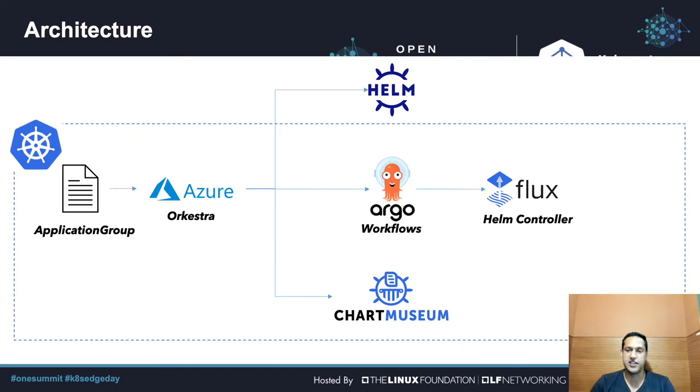Orkestra caches or stages the required Helm charts in a local repository for which it uses chart museum. This involves decomposing the parent chart and its subcharts into their own releases or Helm charts. The actual Helm releases, as per workflow steps triggered by Argo, are executed through a Helm operator, which is part of Orkestra.